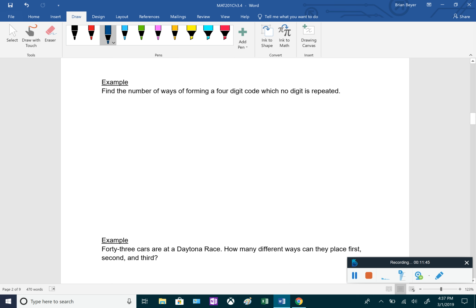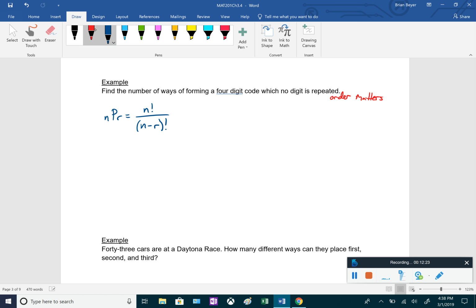Okay, so for example, let's find the number of ways of forming a 4-digit code in which no digit is repeated. So order matters because it's a password. So hopefully we're looking at this problem and thinking, well, we've done ones like these before, which is true. This is just the fundamental counting principle. So we know we're going to be doing this formula because we're in this part of the notes. So it's nPr equals n factorial over n minus r factorial.